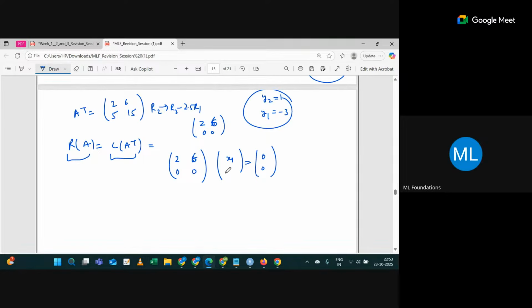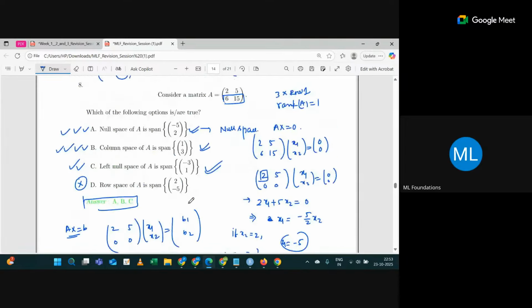Okay, so now see, second row is the dependent one, right? So what should be row space of A? It should be span of 2, 5. 2, 5, right? First row, correct? But in the option it is given 2 minus 5, which is wrong. Okay, is it clear?